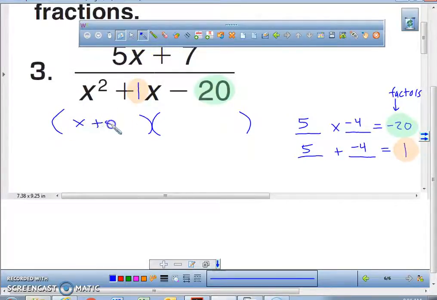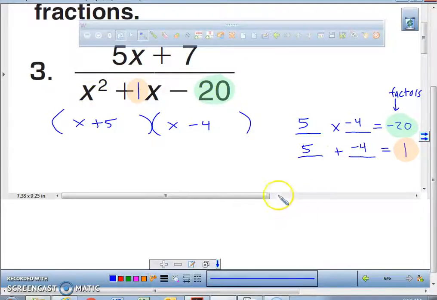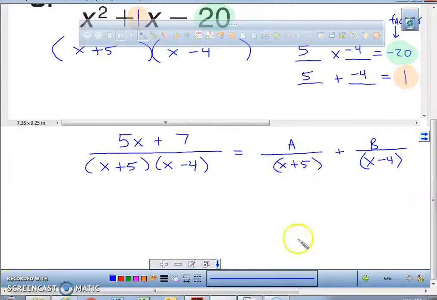Once you find those factors, you plug them in. I've got an x plus 5 and an x minus 4. Those are the factors of x squared plus x minus 20. Whenever you're trying to solve for the partial fractions, you take your original expression with the factored trinomial and set it equal to A over one of the factors, x plus 5, plus B over the other factor, x minus 4. This is what you need to have on your paper.